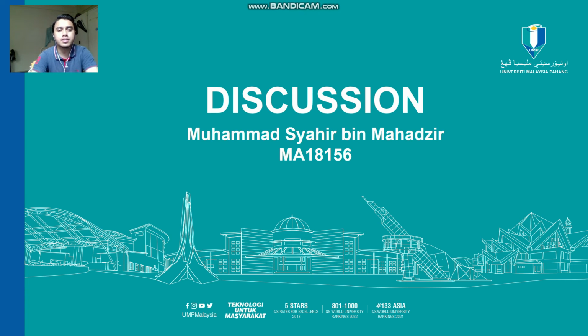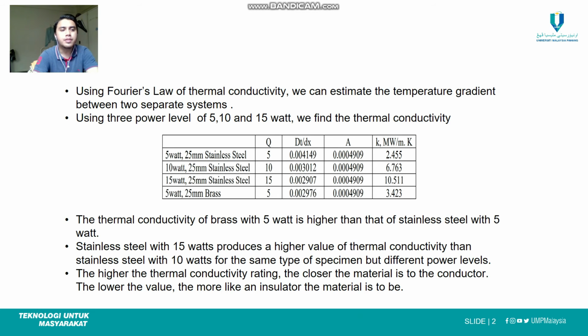My name is Muhammad Syahban Mazet, metric number MA156, and I will continue with the discussion for the heat conduction lab. Using Fourier's law of thermal conductivity, we can estimate the temperature gradient between two separate systems. Also, in this experiment, we use three different power levels, which are 5, 10 and 15 watt, and we will calculate the thermal conductivity.